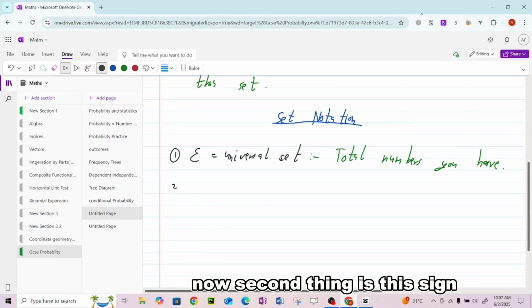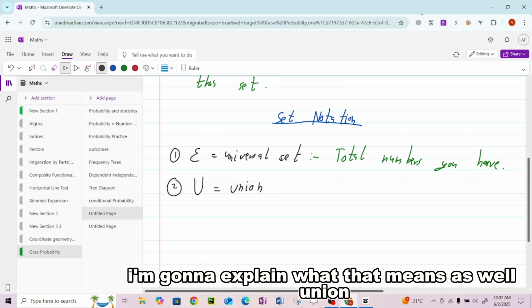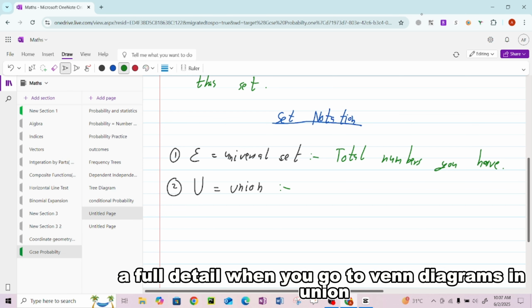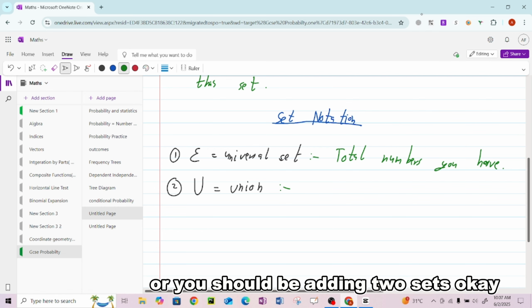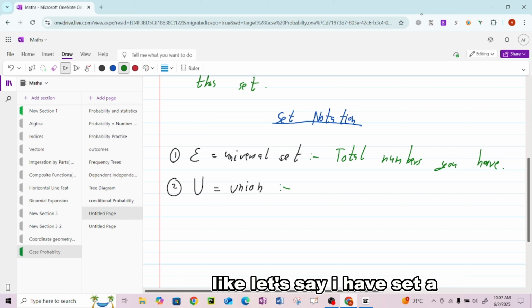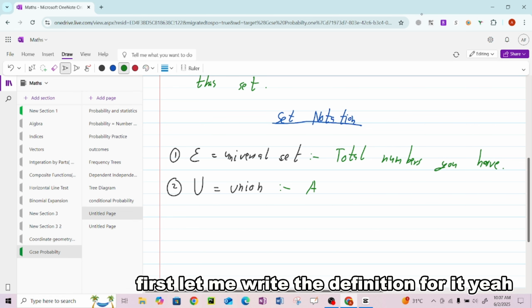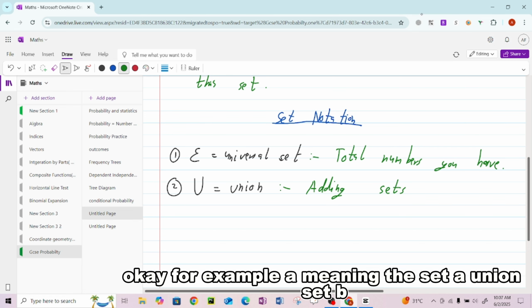Now, second thing is this sign. You could say U, yeah. This means union. I'm going to explain what that means as well. Union, and we're going to explain this in full detail when you go to Venn diagrams. In union, you should basically see it's adding two things, or you should be adding two sets. Okay, like let's say I have set A and I have set B. First, let me write the definition for it. Adding sets. Okay, for example, A, meaning the set A, union set B.